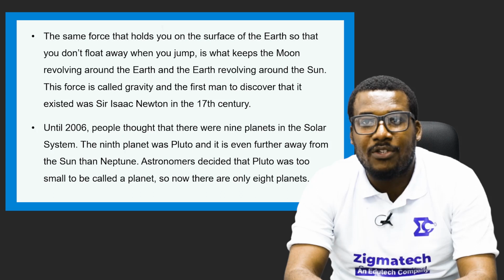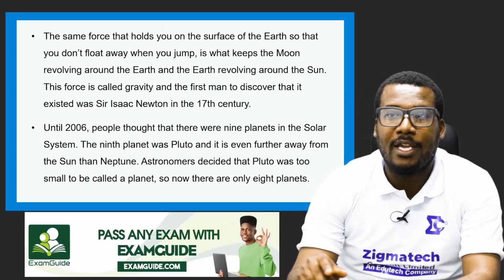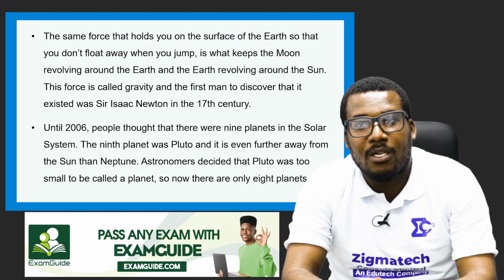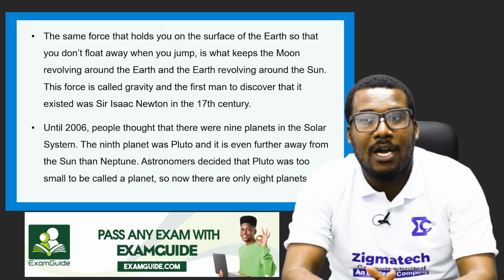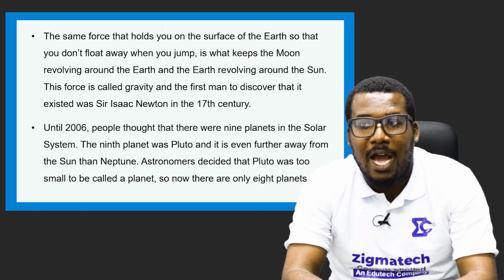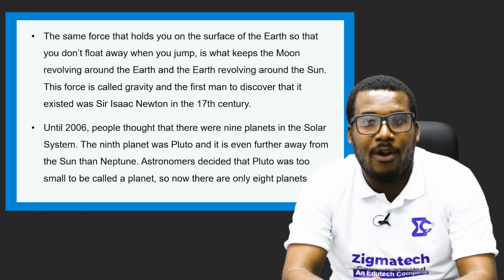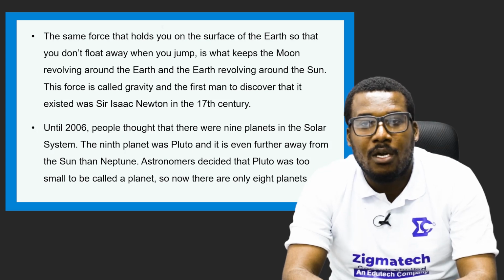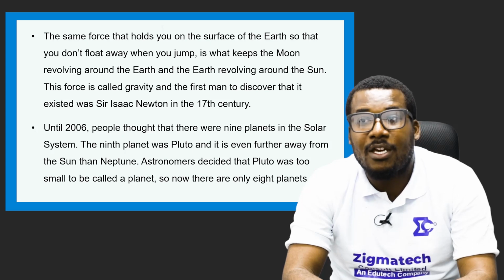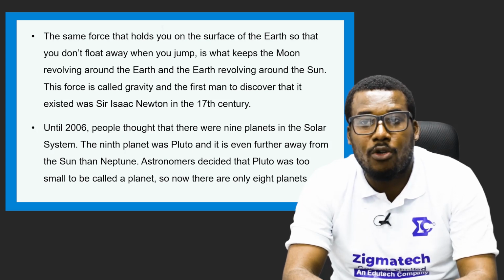Okay, we've explained this already, but let me just read it anyway. Until 2006, people thought that there were 9 planets in the solar system. The 9th planet was Pluto, and it is even further away from the sun than Neptune. Between 2004 and 2006, astronomers decided that Pluto was too small to be called a planet.